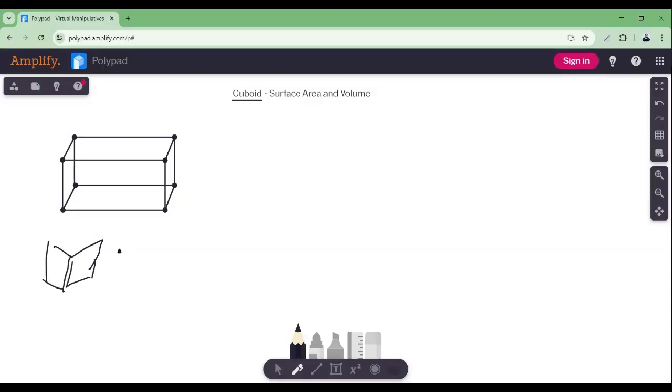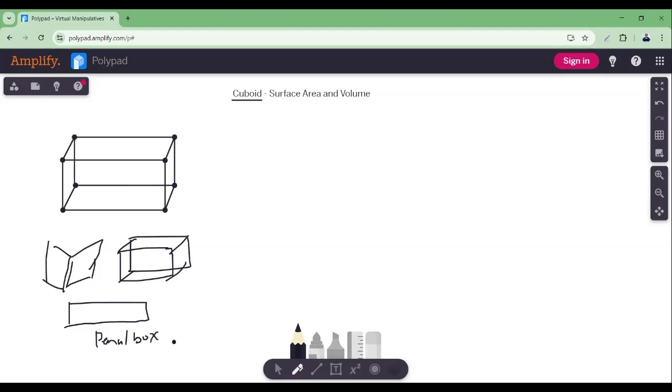When you see a big carton box, like the box that is used to store things in your house, or your pencil box, if it looks rectangular on one side, in all these places you see a cuboid. Now we're going to talk about the surface area and volume of a cuboid.